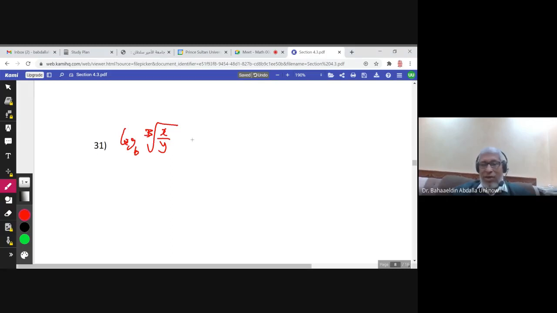How do we expand this? We have one log. How to write it as more than one log? The first step to do here is you cannot use the quotient rule, because you have a cube root. So the first step is to write it as x over y to the power 1 over 3. Then use the power rule to bring the 1 over 3 down. And then now you can use the quotient rule.